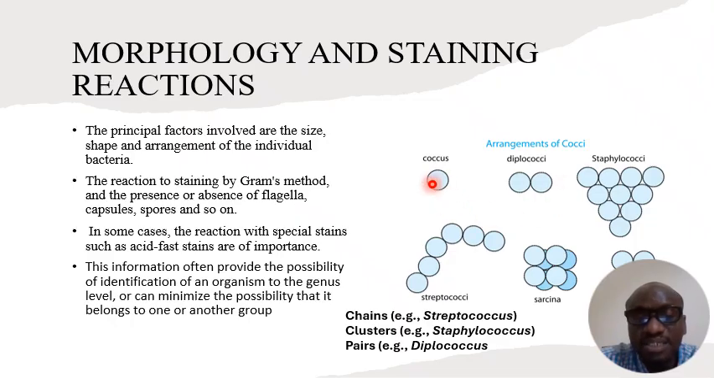This is a single coccus. These are cocci, streptococci, you can see sarcina, you can see staphylococci. This arrangement helps us to identify them. Chain bacteria in cocci, for example, we have streptococcus. Those that appear in clusters, we have staphylococcus, and those that come in pairs, we have diplococcus.